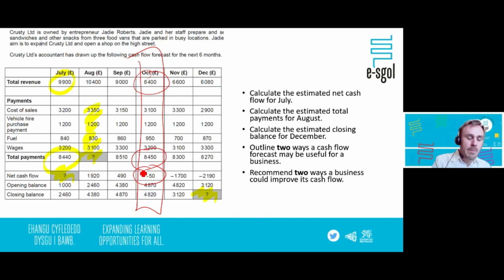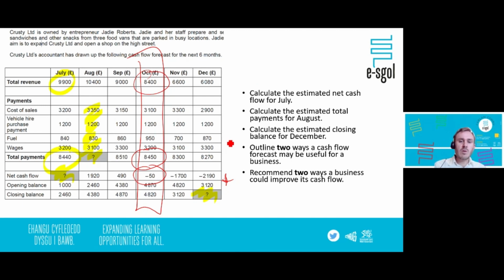So then your closing balance is simply your net cash flow plus your opening balance. So you're using the information in a logical format again. Okay, net cash flow, take away opening balance. And that's your simple cash flow forecast. You're probably getting yourself 4, 5, 6 marks for that.